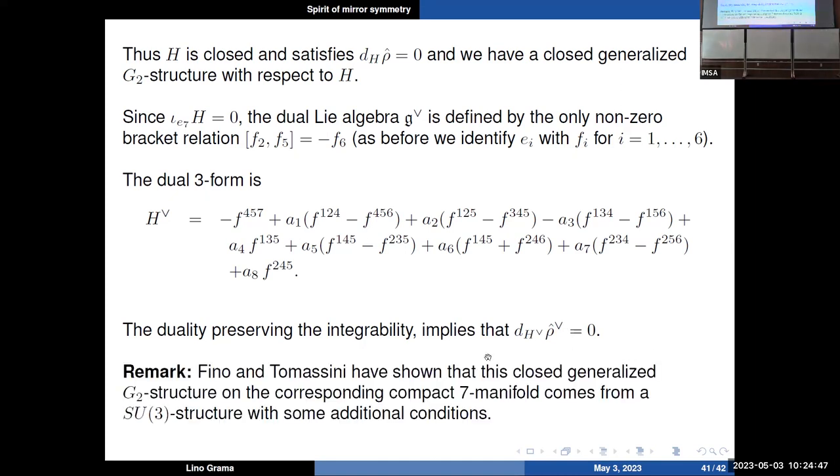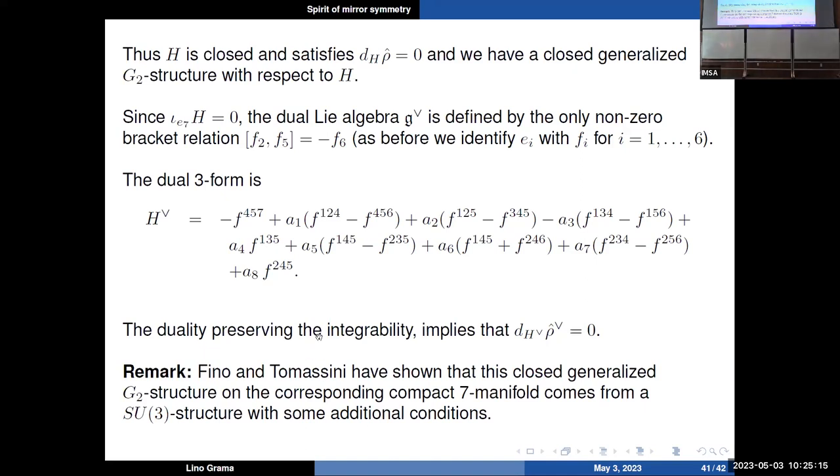And this is the example showing that this is a closed generalized G2 structure on the corresponding compact seven-manifold, which comes from an SU3 structure with some additional conditions. Because under some conditions there is no compact example, but for this special class of SU3 structures, you can go through the quotient and produce the example.